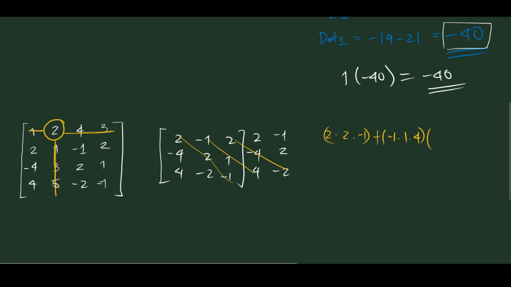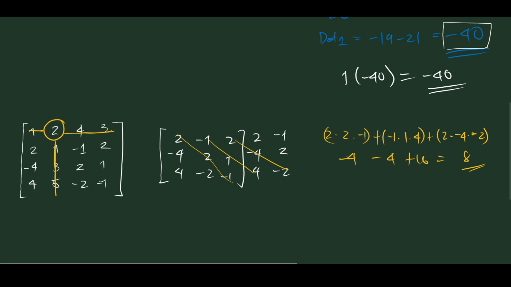So 2 times 2 times negative 1 plus negative 1 times 1 times 4. And then plus 2 times negative 4 times, what's this? Negative 2. So negative 4, and then minus 4, and then this is 16. So positive 16. Plus 16. What do we have here? We have 8.